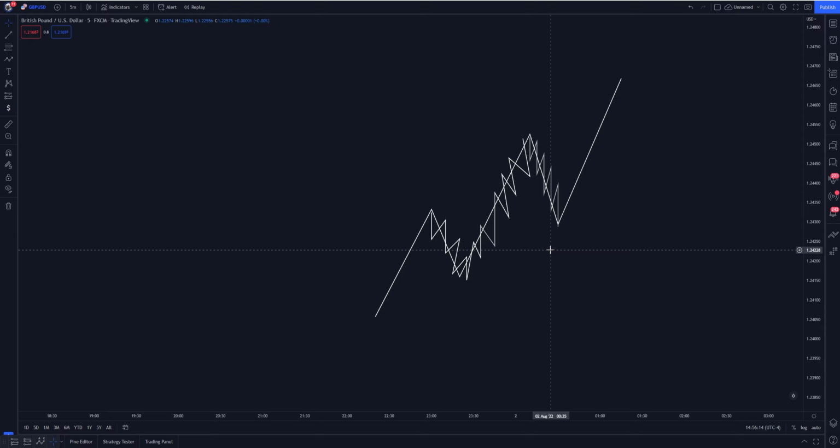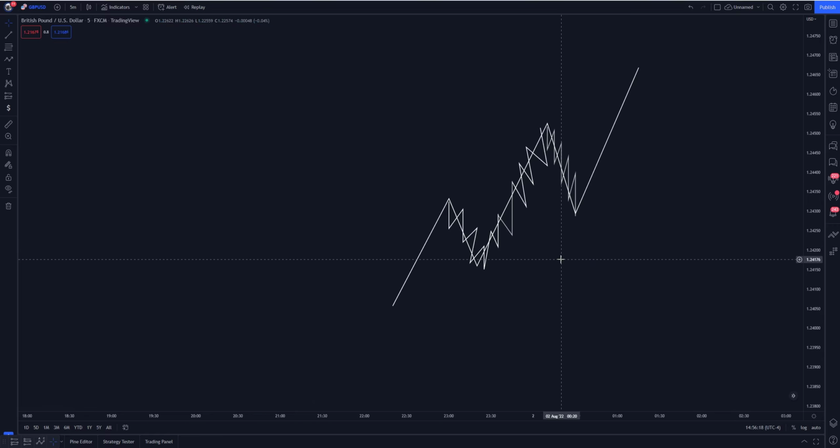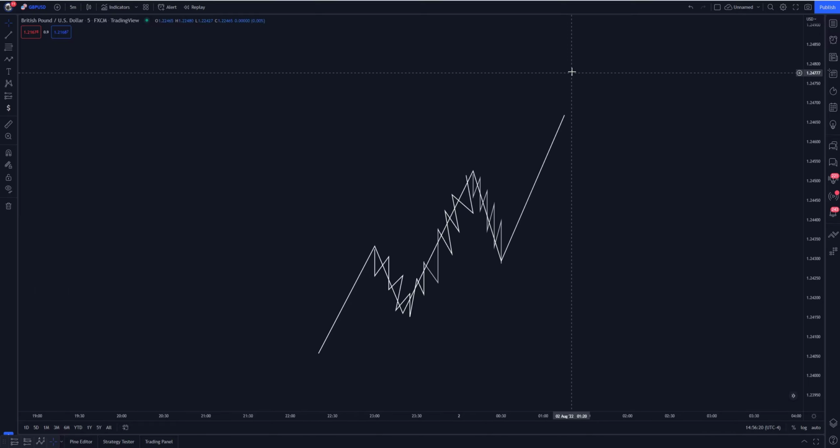I'm sorry if my English is bad or it's hard for you to understand certain concepts, but I'm trying my best here. So this was all about market structure.